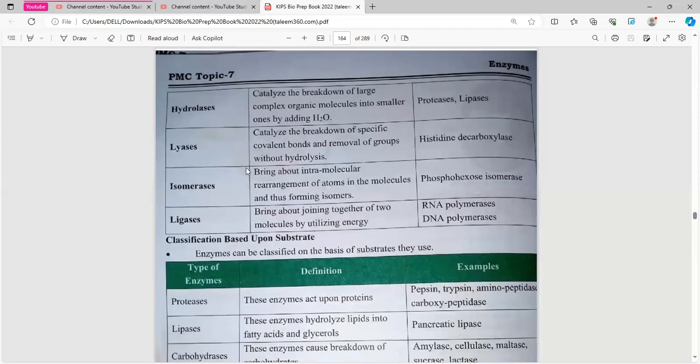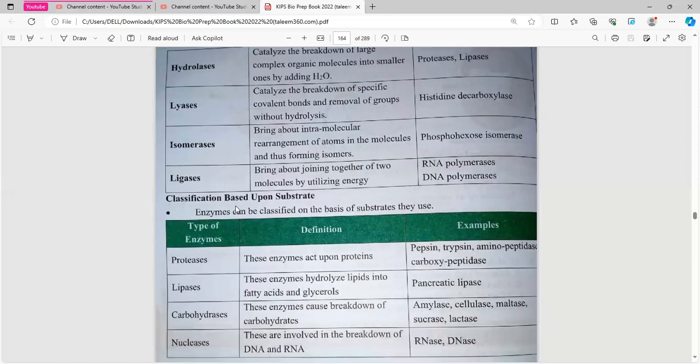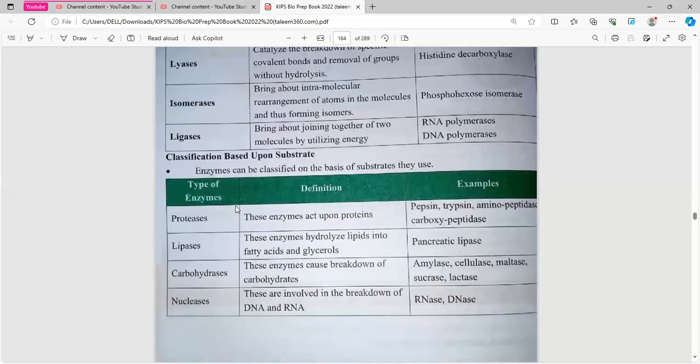And ligases, as we studied previously, are like glues. What do glues do? Glues tend to join substances. So ligases include DNA and RNA polymerases, and they help to synthesize DNA and RNA respectively. So, this wraps up our video on enzymes.